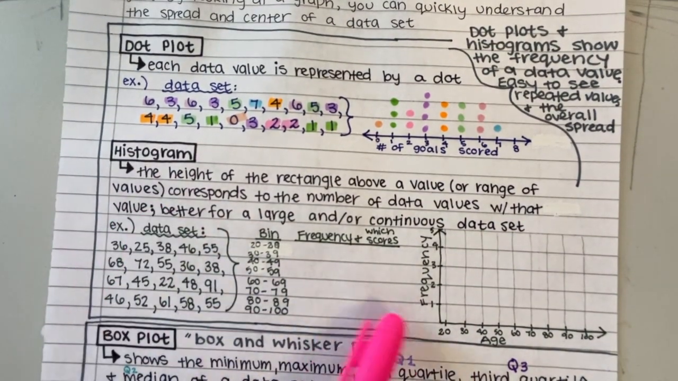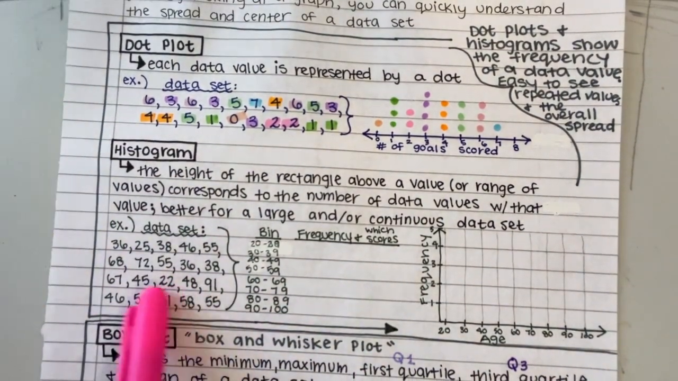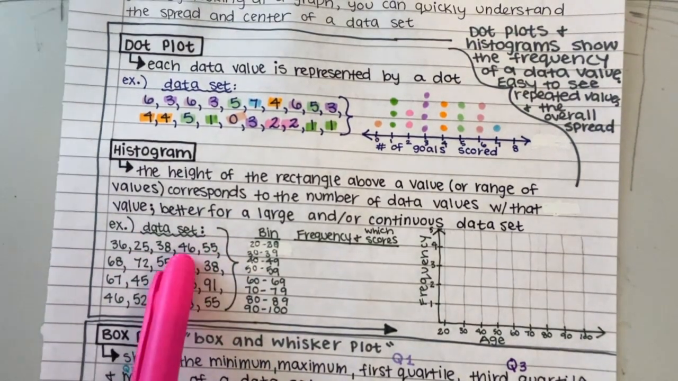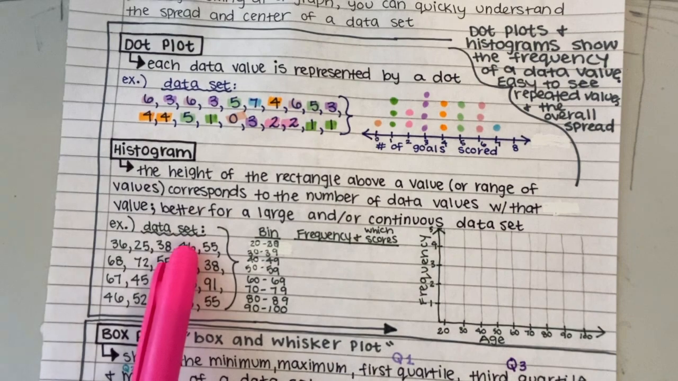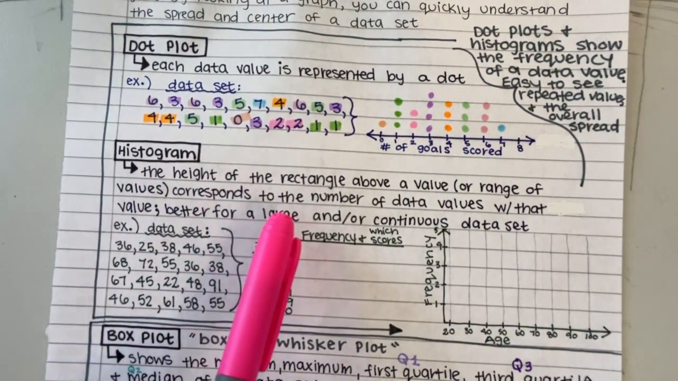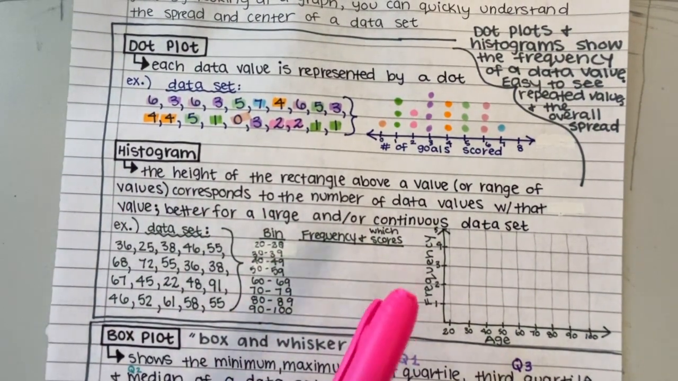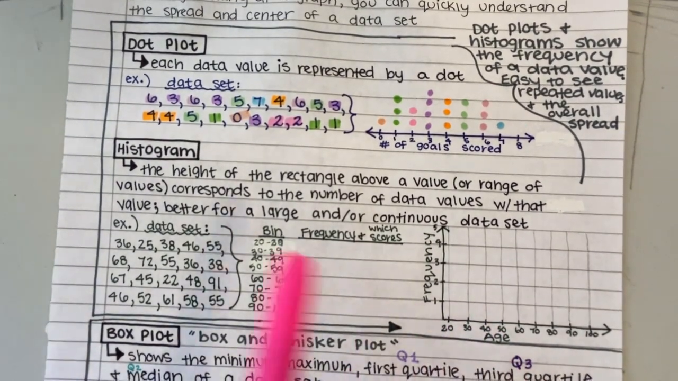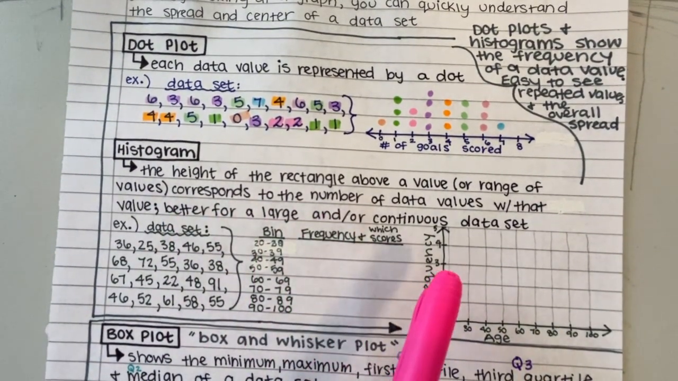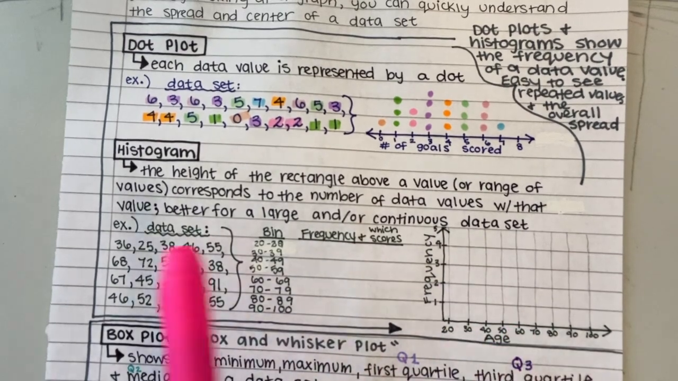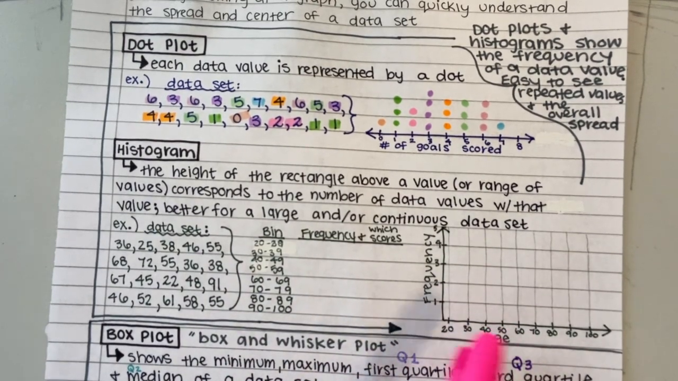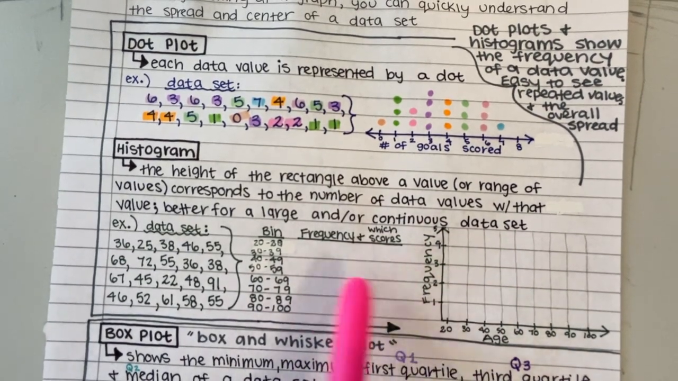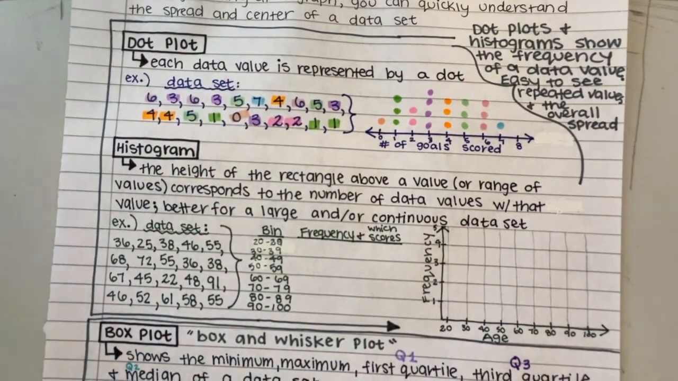But for example, if I'm given this data where I've got tons of numbers that are different from each other, then it's better to use a histogram. So the height of the rectangle above a value or range of values, like I'm counting by tens here, corresponds to the number of data values with that value. So this is better for a larger data set or continuous data. That's when it's better than a dot plot.